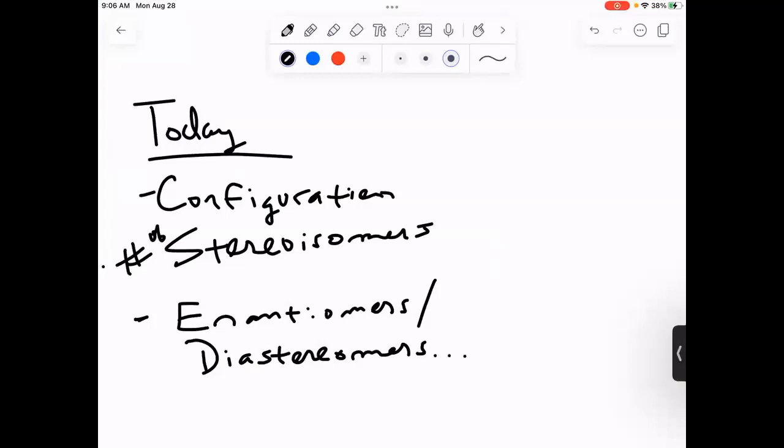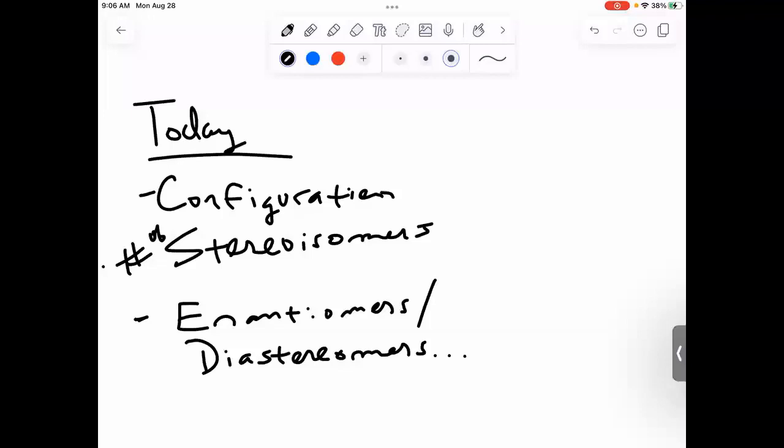Talk a little bit more about configuration. We're going to talk about stereoisomers. I realized on Friday I'm kind of teaching this a little bit out of order, but I think it was good the way it was presented. Normally getting into configuration, that's like a weekend. So hopefully it made sense.